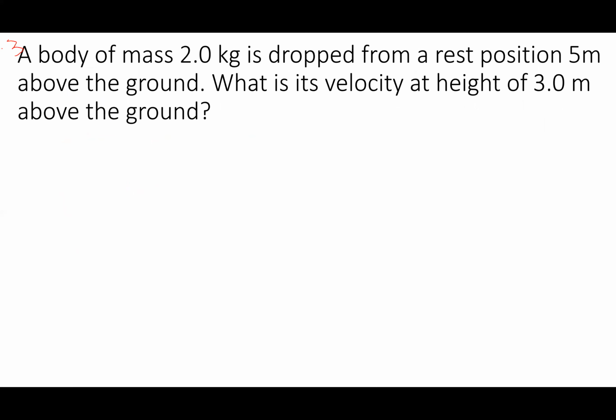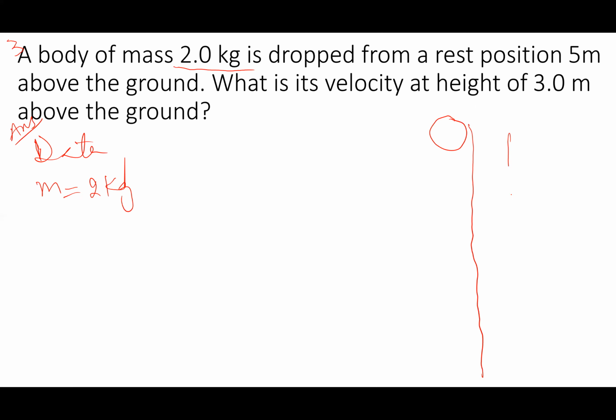Numerical 3. A body of mass 2 kg. You will write the data. Mass is 2 kg. It is dropped from a rest position 5 meters above the ground. This is the diagram. Here is a ball. It is dropped from a height of 5 meters above the ground. What is its velocity at a height of 3 meter?